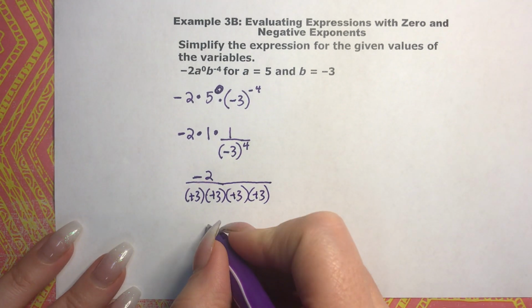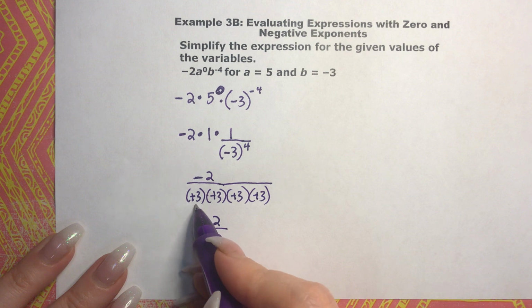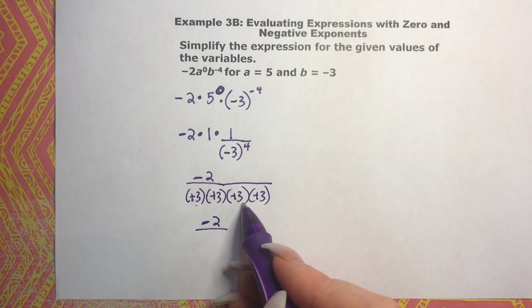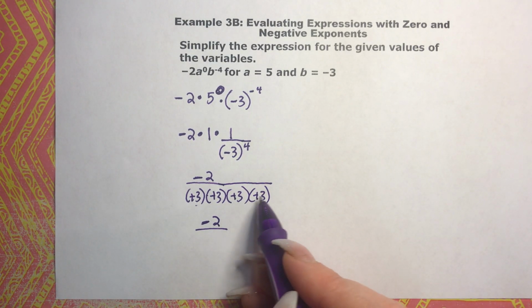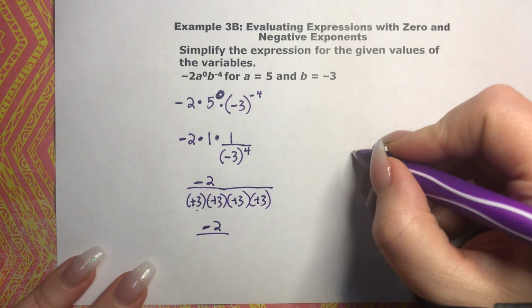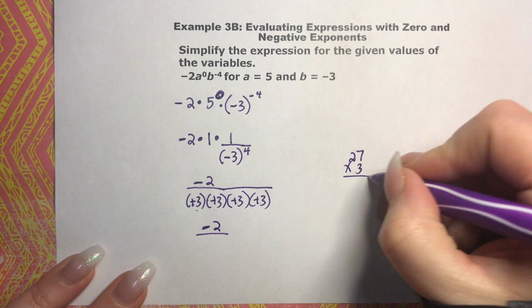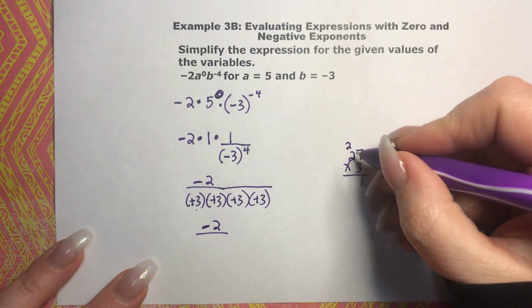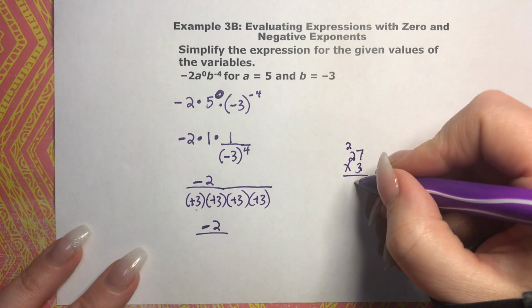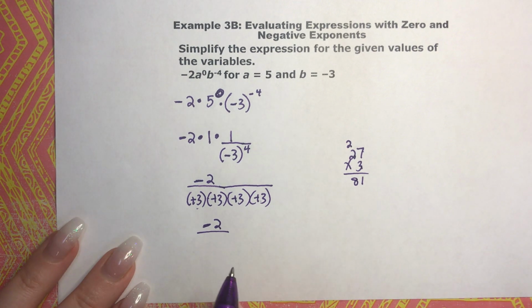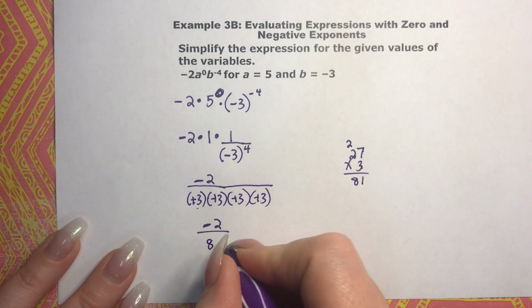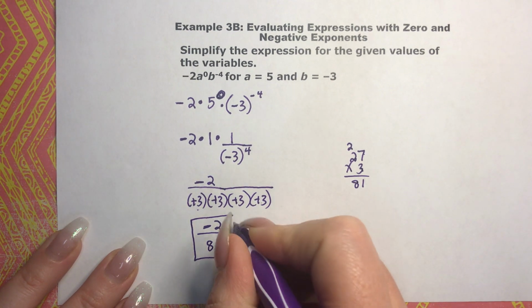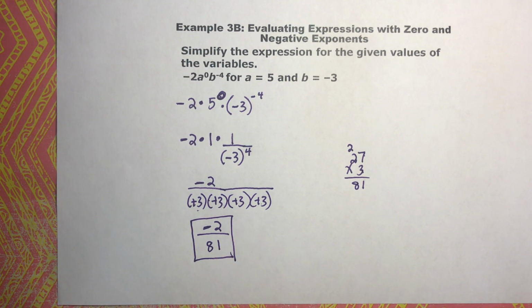And then I just need to determine 3 times 3 is 9, times 3 is 27, times 3, I don't know, I'm going to figure it out really quick. I'm going to use my brain. 3 times 7 is 21, write the 1, carry the 2. 3 times 2 is 6, plus 2 is 8. So 81. Oh yeah, 3 times 3 is 9, 3 times 3 is 9, 9 times 9 is 81. Why did I do it like that? Okay, so there's our answer, negative 2 over 81, simplified.